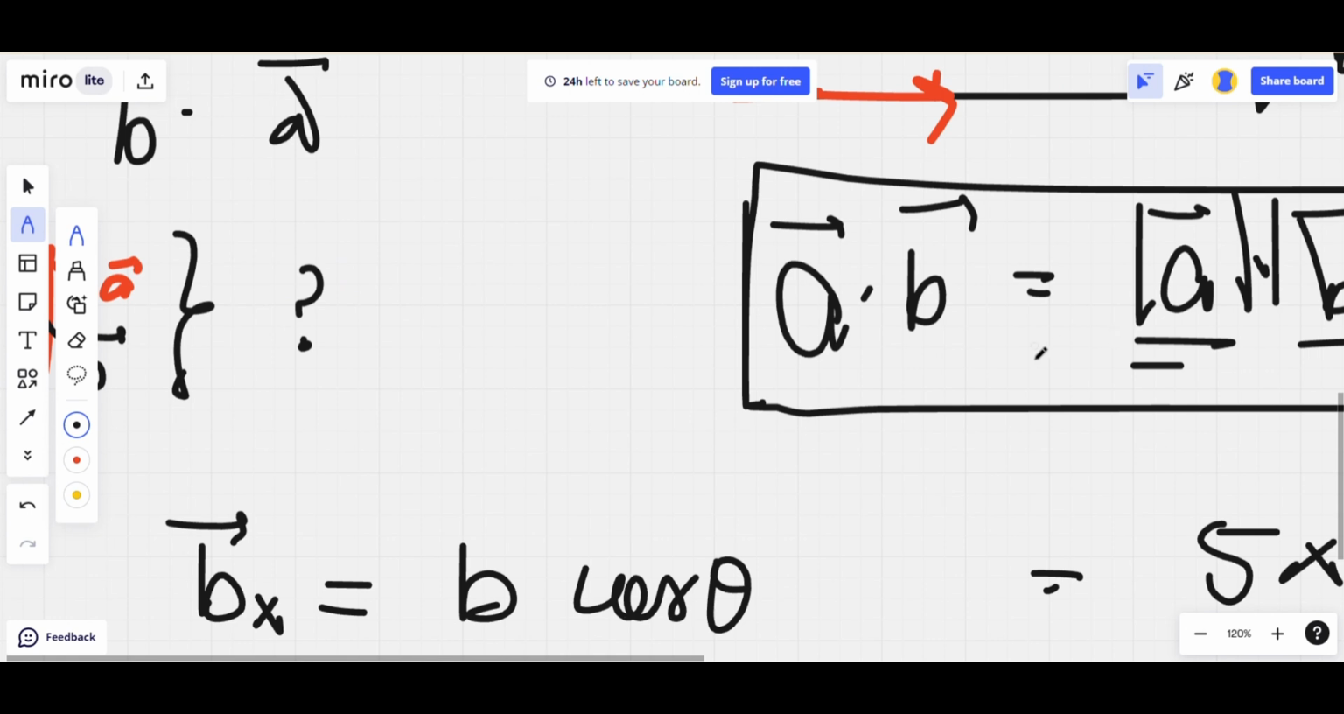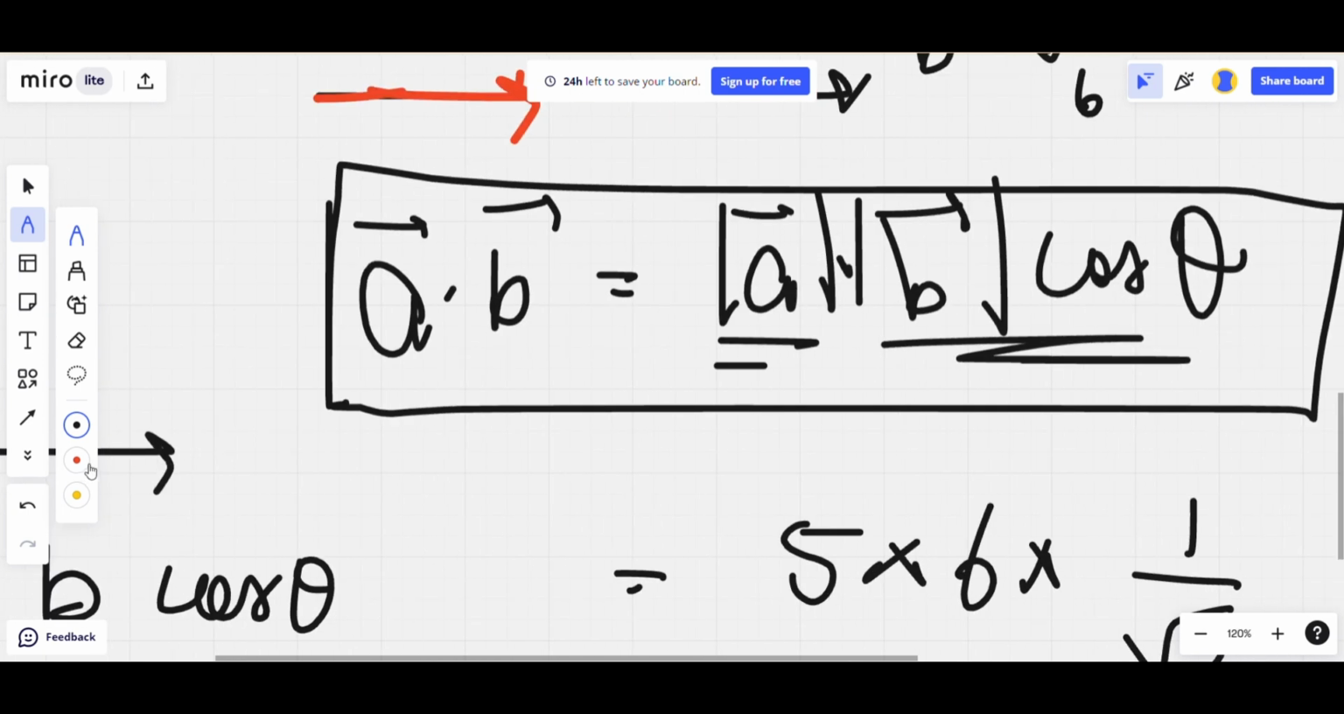So a dot b is nothing but the magnitude of vector a multiplied by the magnitude of the part of b vector which lies in the horizontal direction. That's what it is. You can visualize it in this way.